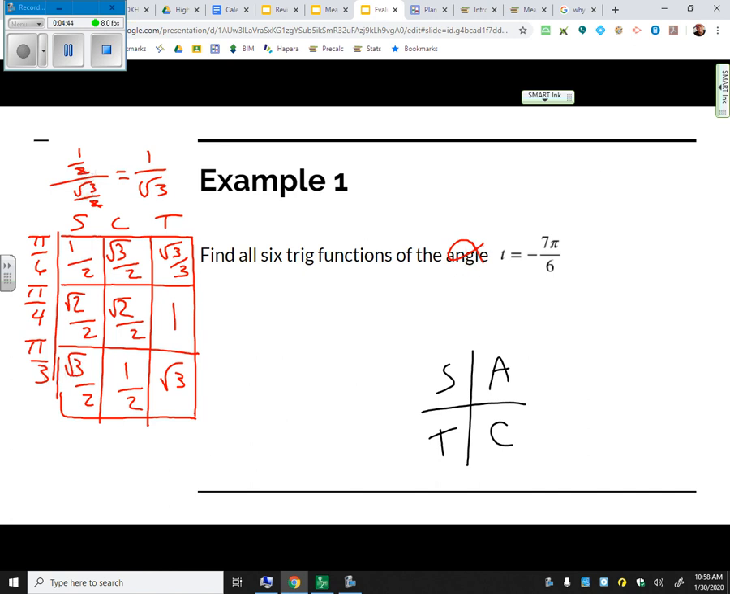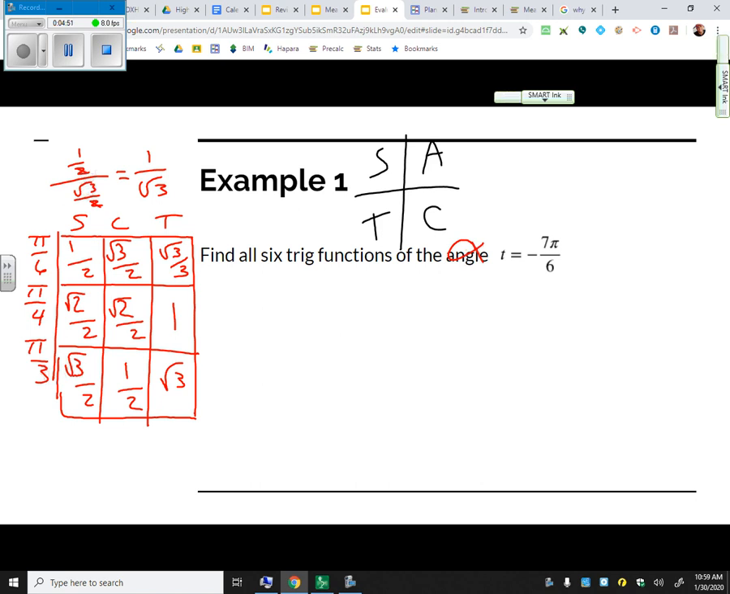Okay. I really should have, see if this whole thing works. It does. Let's put that up there. So I'm wanting to find all the 6 trig functions of t equals -7 pi over 6.